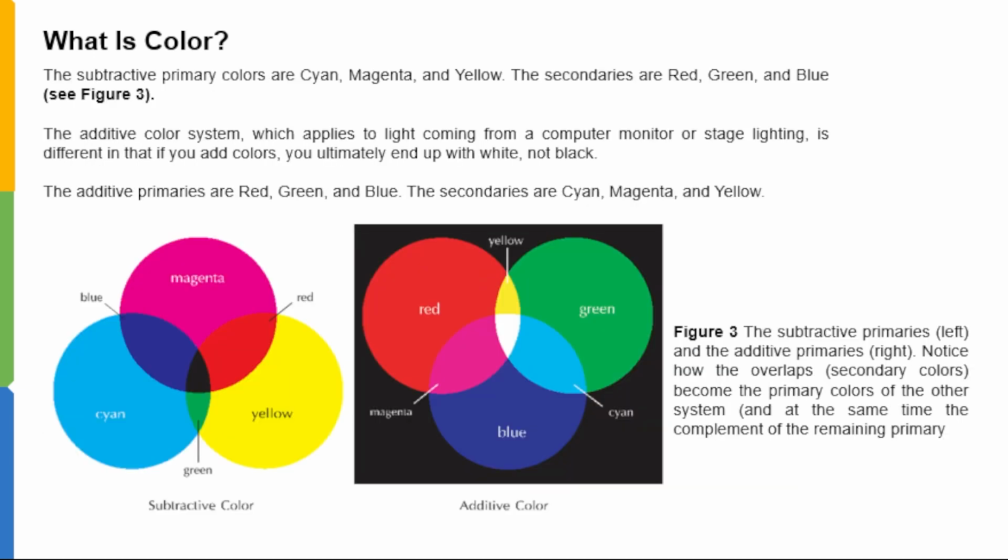The subtractive primary colors are cyan, magenta, and yellow. The secondaries are red, green, and blue. See figure 3, subtractive color here and additive color here.